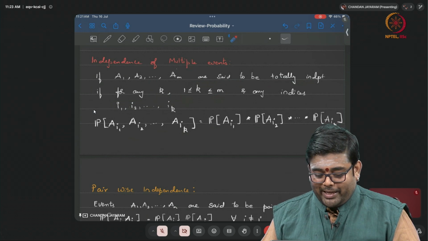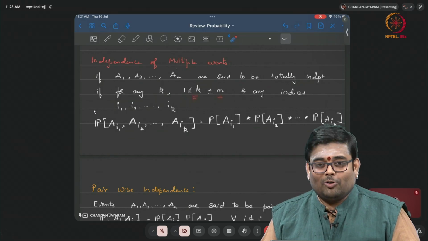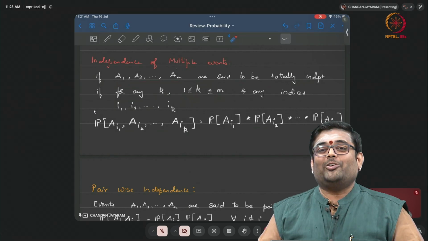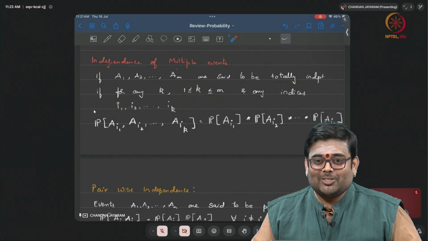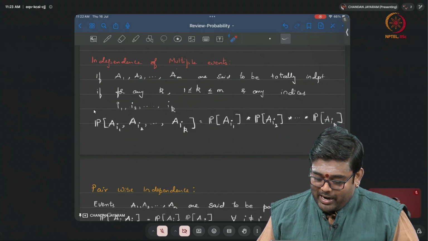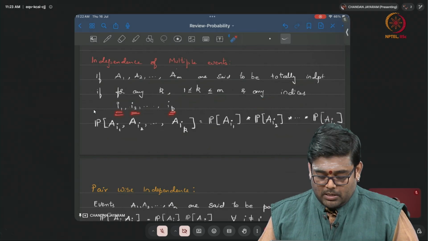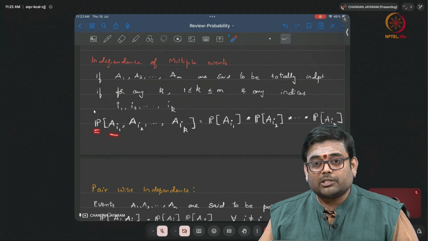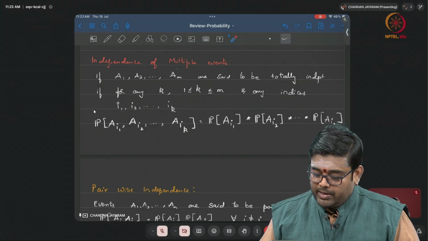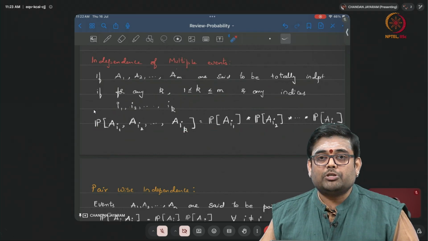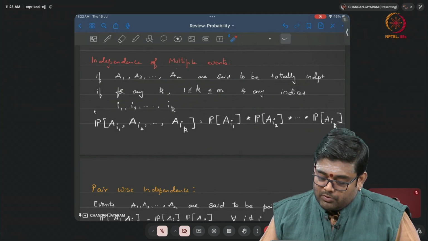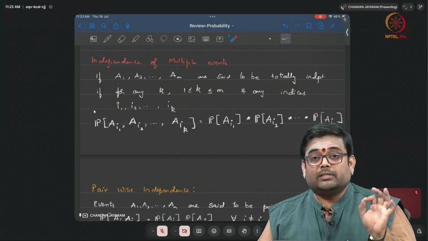So if you take k to be m plus 2 or something, now you have only m events, how can you take m plus 2 events? So it is not possible. So the condition is quite clear, and you take the indices i1, i2 till ik. So what happens is the probability of the intersection of all these events is the same as the product of the individual probabilities. Okay. Now this is what is called total independence.